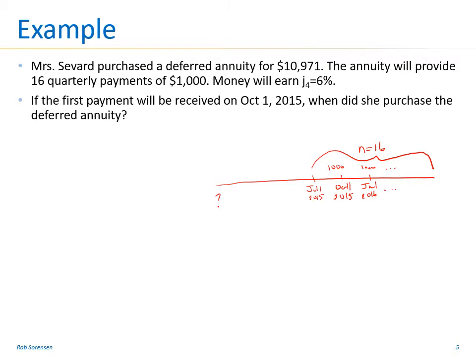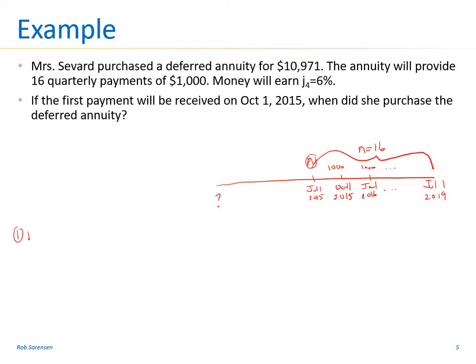Now, we could actually label the end of the timeline. It's not important for the question, but now that we have the beginning date of July 1st, 2015, we know we're going to go all the way out to July 1st, 2019. Right, it's going to take us out to the very end. Let's not worry about that too much. First step, I'm going to find the present value of the annuity that we've got on the timeline.